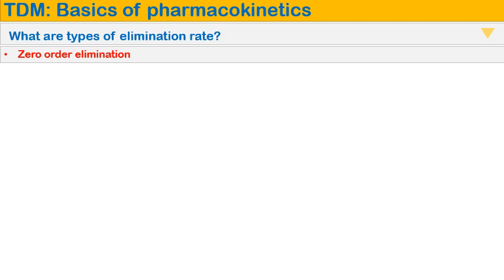What are the types of elimination rate? Rate of elimination is either zero order elimination or first order elimination, sometimes called zero order kinetics, first order kinetics, or even second order kinetics.